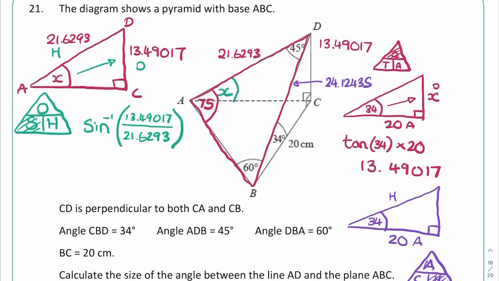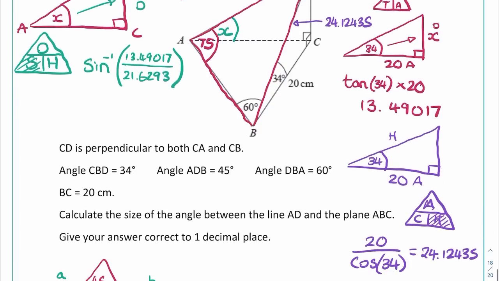So shift sine, fraction, on the top 13.49017, and on the bottom 21.6293. Double check you've typed it all in correctly. There we go, and press equals once you're happy with it, and you will get your answer.